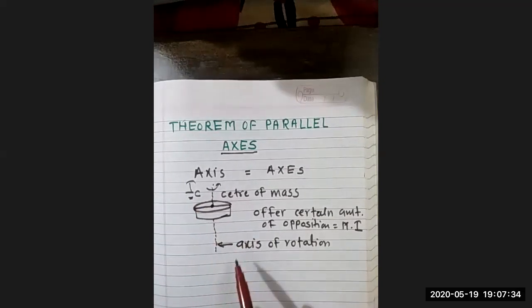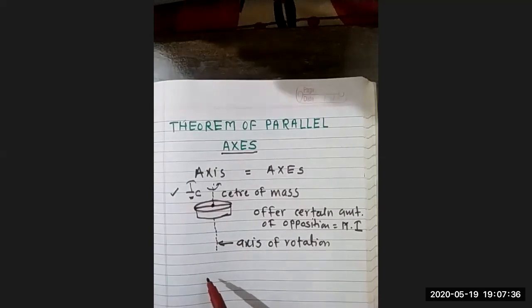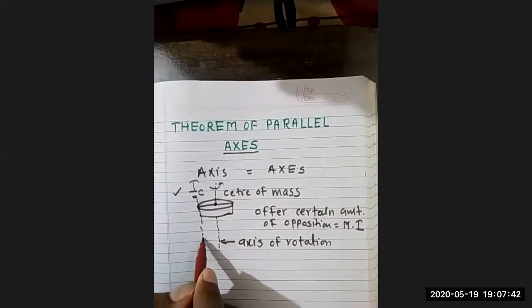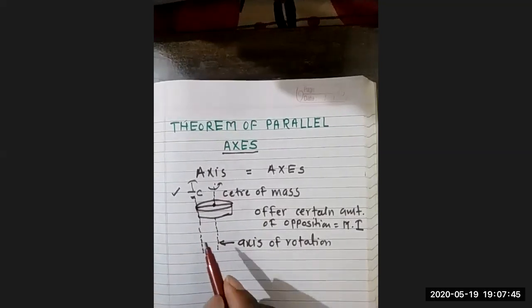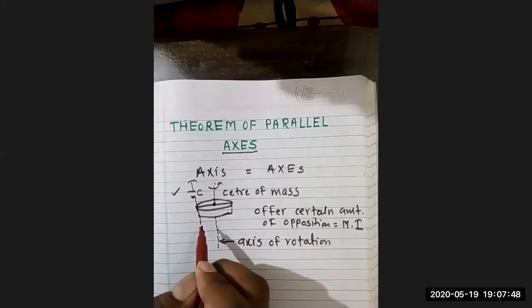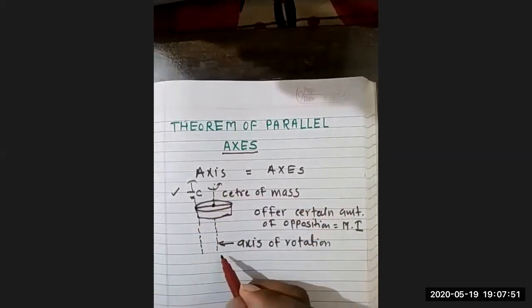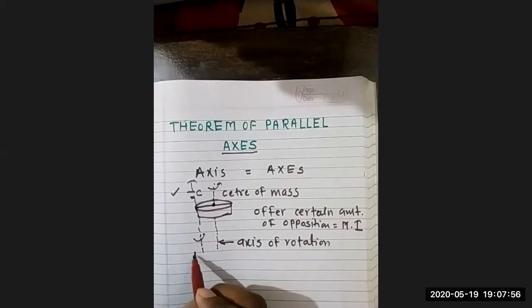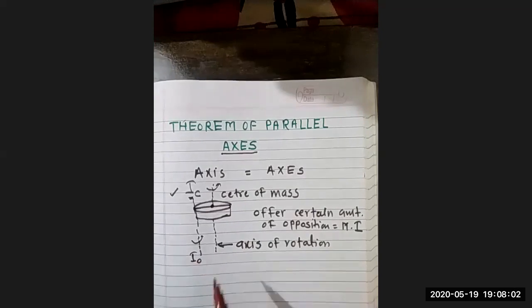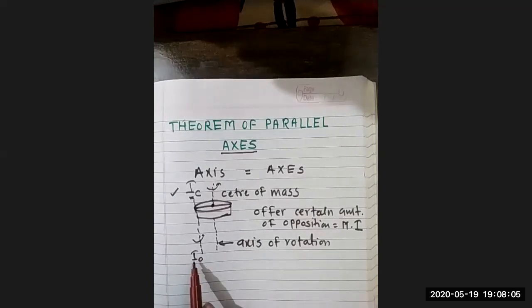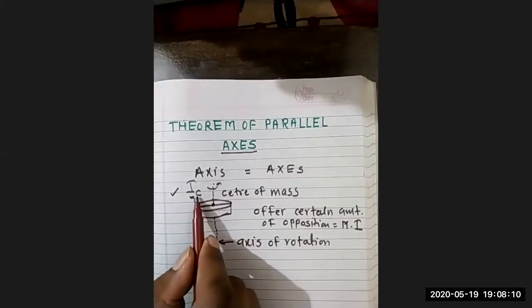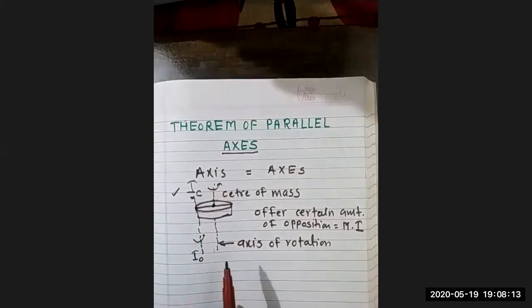But if we can calculate IC and we want to find the moment of inertia about another axis, we can take any random axis which is parallel to the IC axis. That moment of inertia I'm going to denote by the letter IO, for any ordinary axis. So IO represents the moment of inertia about any ordinary axis which is parallel to this particular axis which passes through the center of mass.